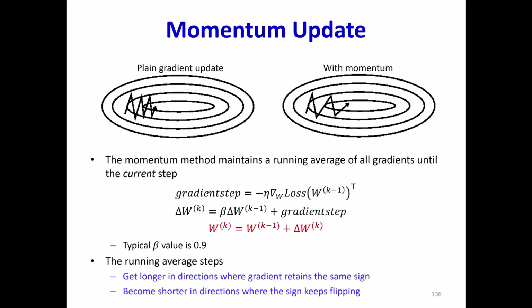Now, if my solution is bouncing around in one direction, then those components of the derivatives are going to keep changing direction. If it's going smoothly in the other direction, those components are going to keep the same direction. So if I maintain a running average of all of the gradients, then the directions in which I'm always progressing smoothly are going to get emphasized, and the directions in which the sign of the derivative keeps changing are going to get de-emphasized. And so the momentum method does something very simple. It maintains a running average of all of the steps, and it always updates using the running average.